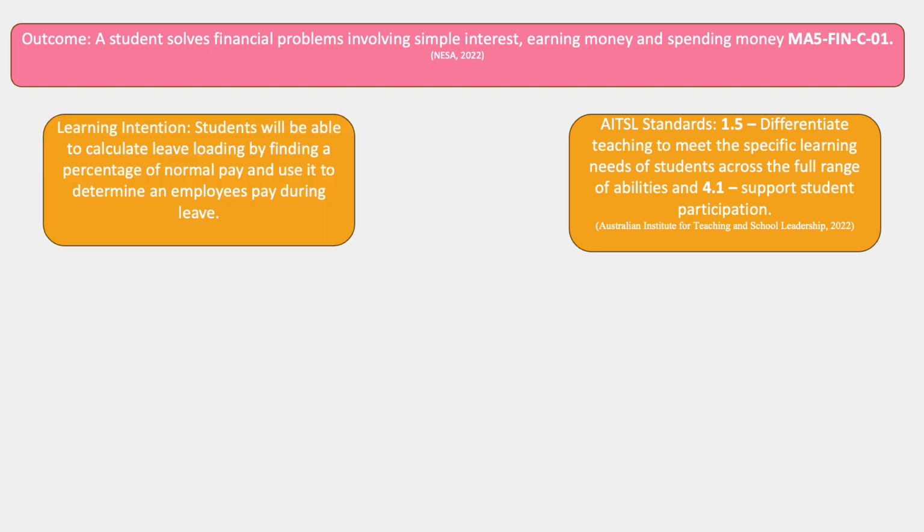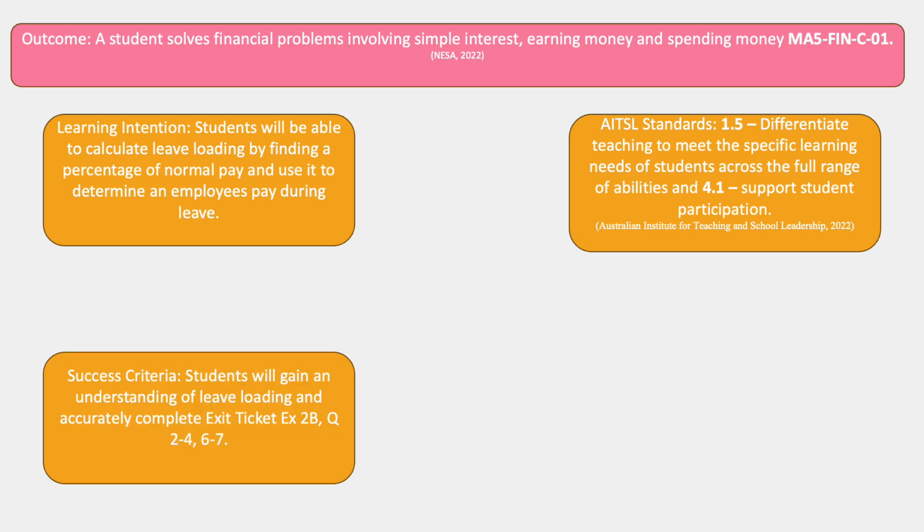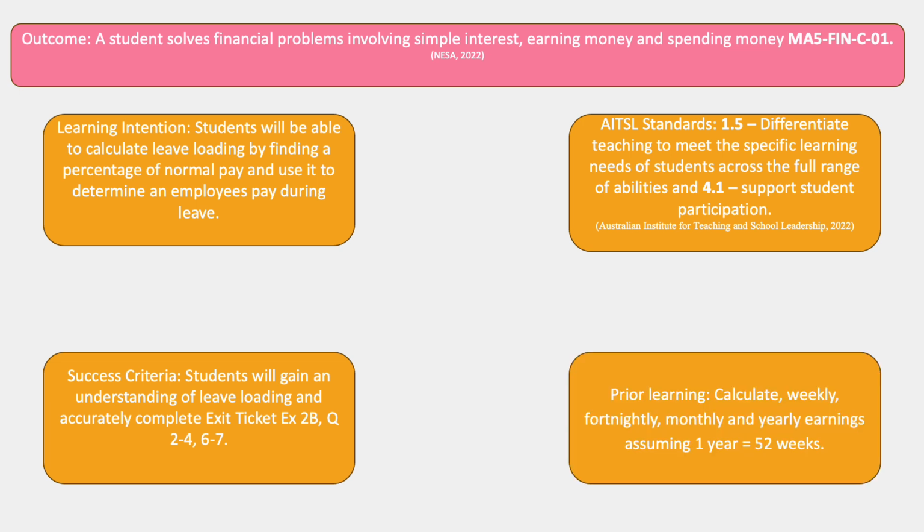The learning intention for the lesson is that students will be able to calculate leave loading by finding a percentage of normal pay and use it to determine an employee's pay during leave. The success criteria is that students will gain an understanding of leave loading and bonuses and accurately complete the exit ticket, exercise 2B questions 2 to 4 and 6 to 7. Prior learning involves being able to calculate weekly, fortnightly, monthly, and yearly earnings.